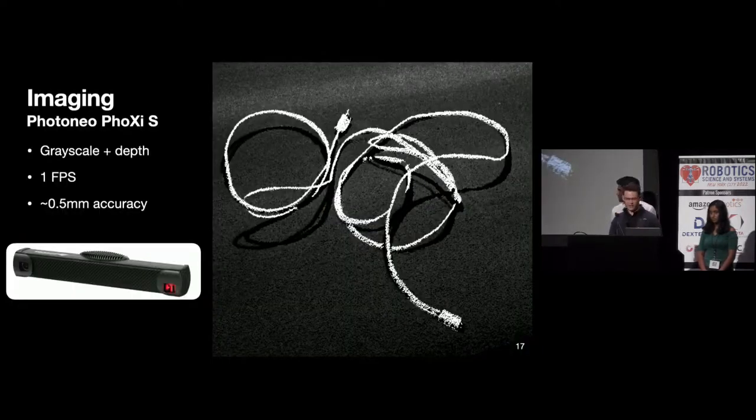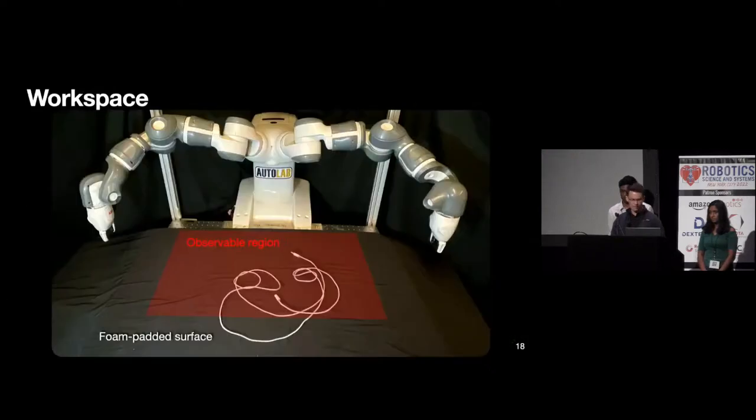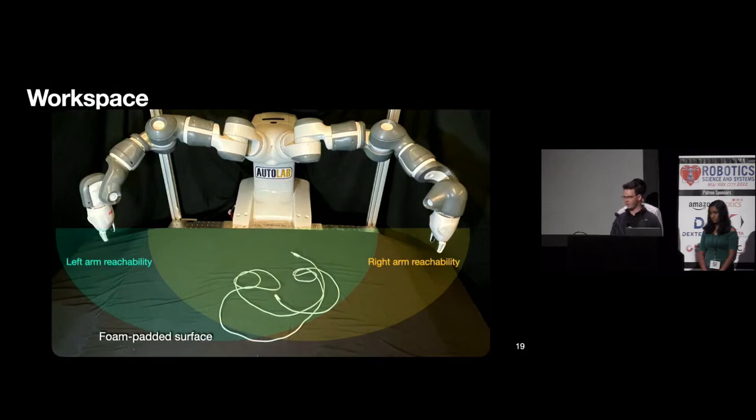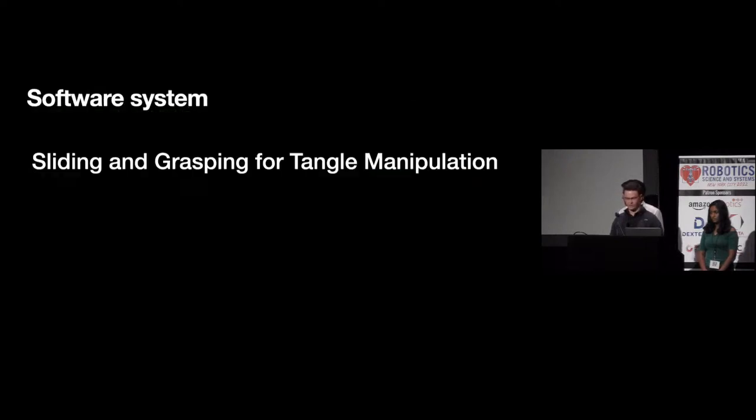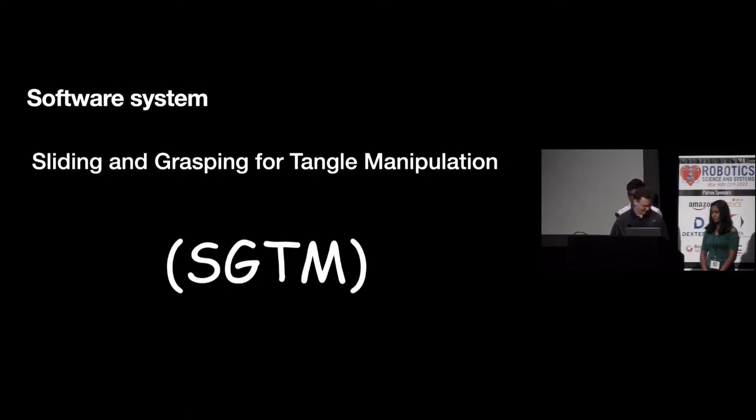We use an overhead depth camera, which has grayscale and very accurate depth at a low frame rate, an example point cloud of which is on the right. And here's a visualization of our foam padded surface for safety of the robot, as well as the observable region marked. And here we visualize the reachability of the left and the right arms respectively. Notably, you can see that the size of the cable is large enough that even in compact configurations, it can reach outside the workspace. And now we're going to present the software system to handle this task, which we call sliding and grasping for tangle manipulation, or more affectionately, SGTM.